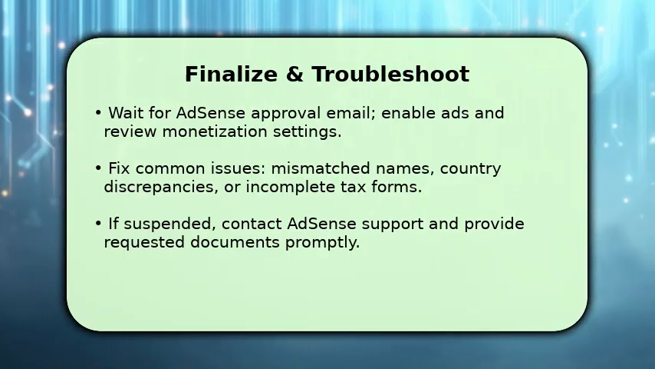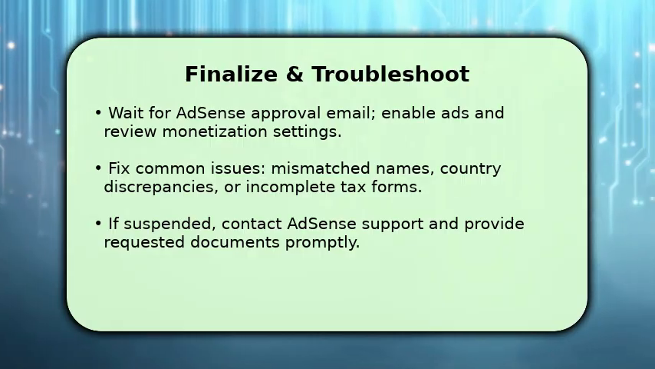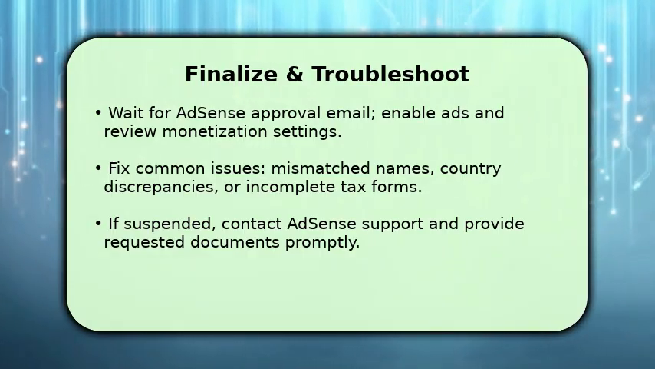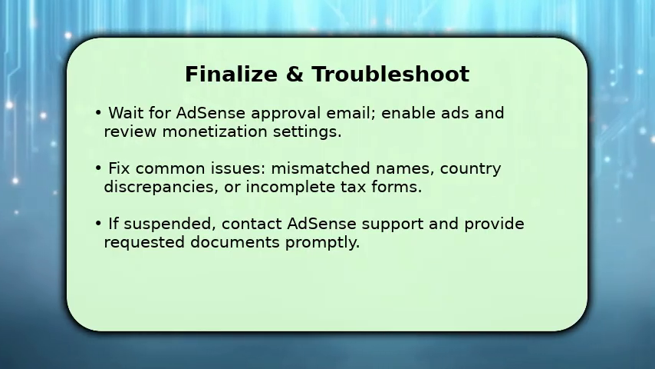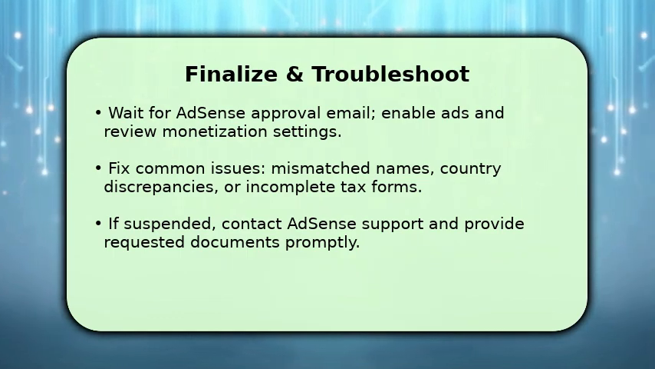If things go wrong, check for name or country mismatches and incomplete tax forms first. Those are the usual blockers. If suspended or denied, open the AdSense support console. Submit corrected documents and appeal with concise evidence so you resolve the issue quickly.